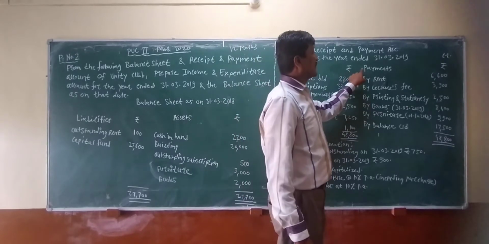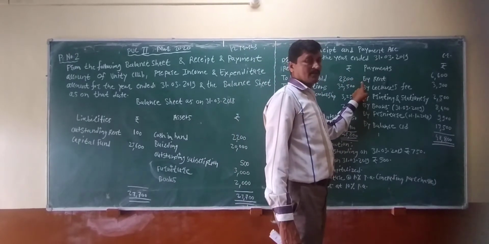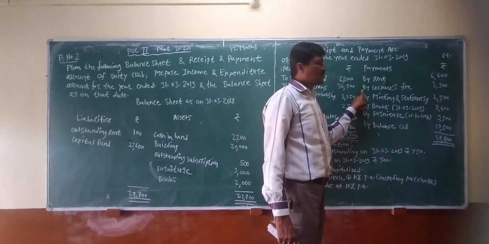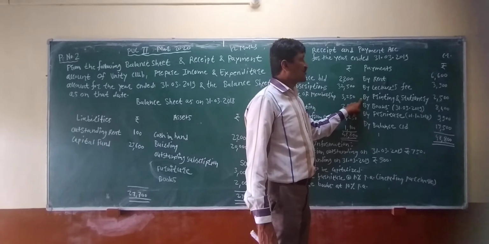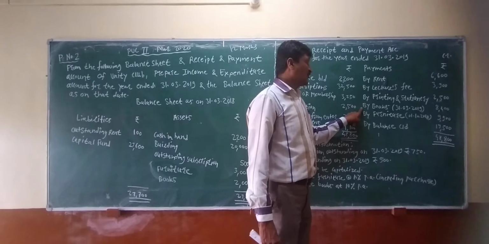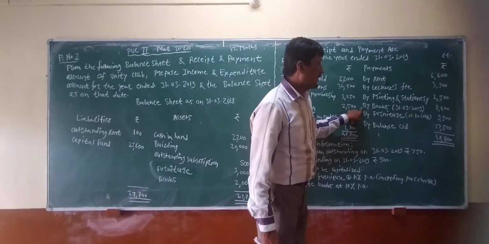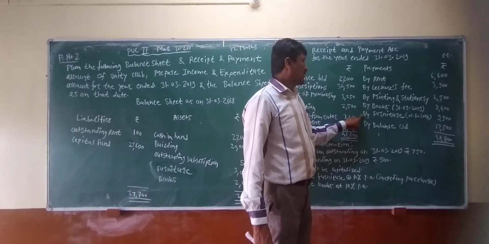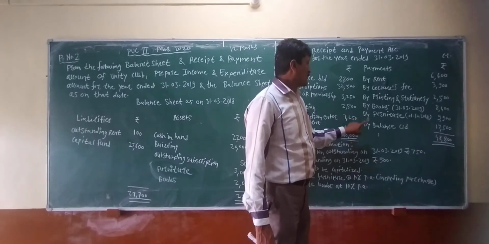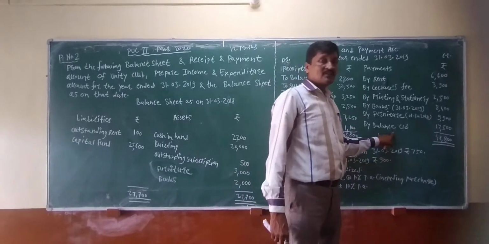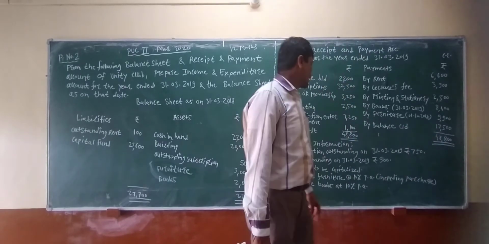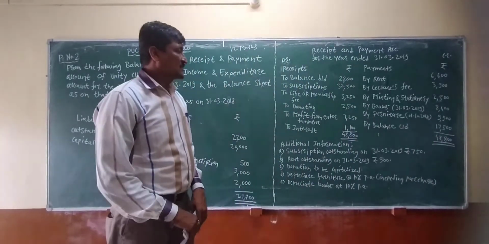On the payment side, the credit side: by rent 6,600, by lecturer's fee 3,900, by printing and stationery 2,500, by books (31st March 2019) 8,400, and by furniture (1st October 2018) 9,900. By balance carried down, that is cash in hand, 17,500. Both sides total 48,800.